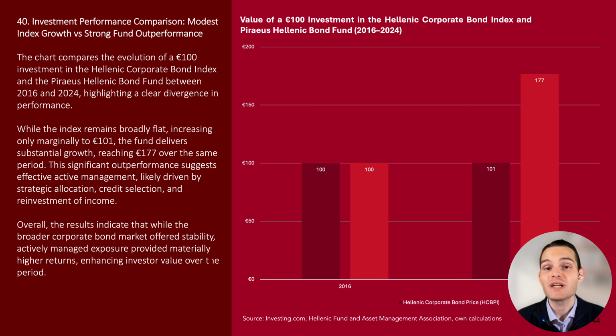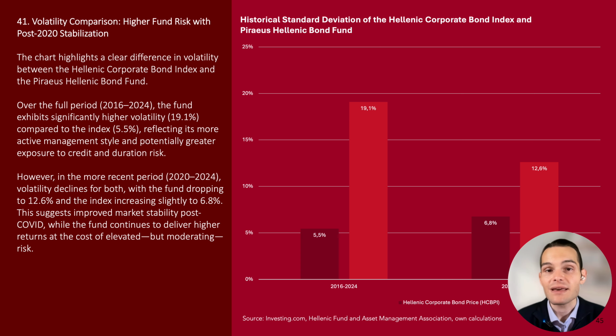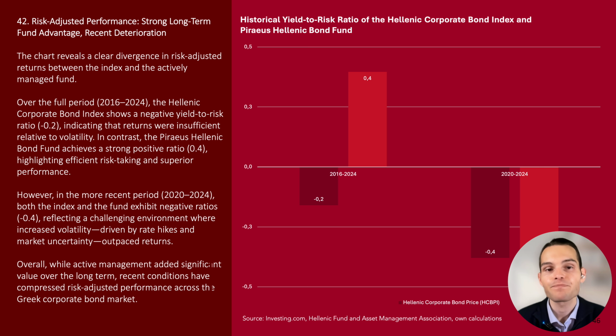This comparison illustrates the difference between the Hellenic Corporate Bond Index and the Piraeus Hellenic Bond Fund between 2016 and 2024. While a hypothetical 100 investment in the index remained broadly unchanged over the period, the same investment in the fund grew substantially. The actively managed bond fund displayed higher volatility than the index, reflecting greater exposure to market fluctuations. However, volatility declined across both portfolios in recent years as market conditions gradually stabilized.